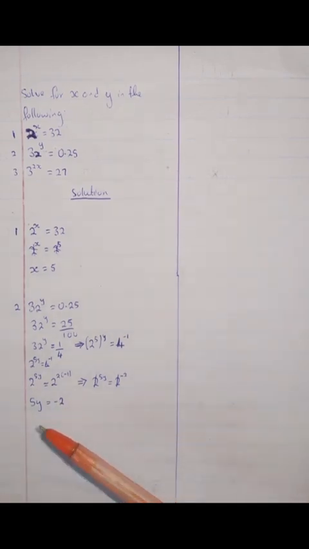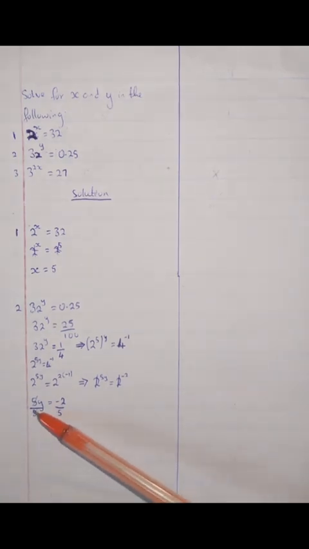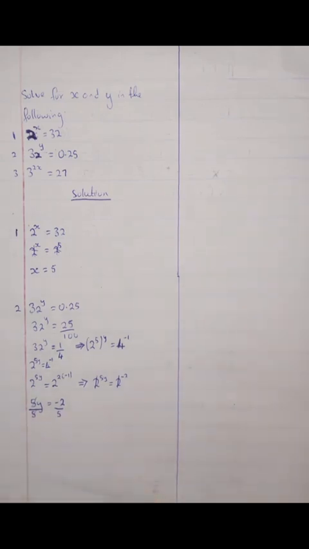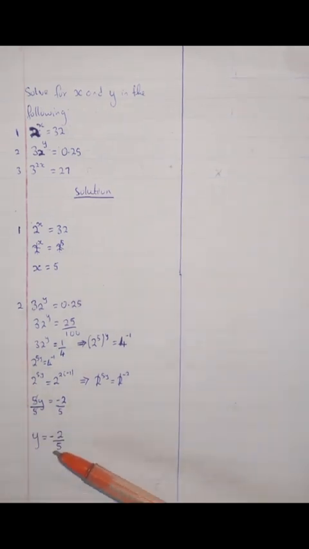Now that we have this, we can now solve for y. For us to solve for y, we divide both sides by 5. And if we divide both sides by 5, we are left with y equals negative 2 over 5. So our y equals negative 2 over 5. This is the value for y. Now let's solve the last one.